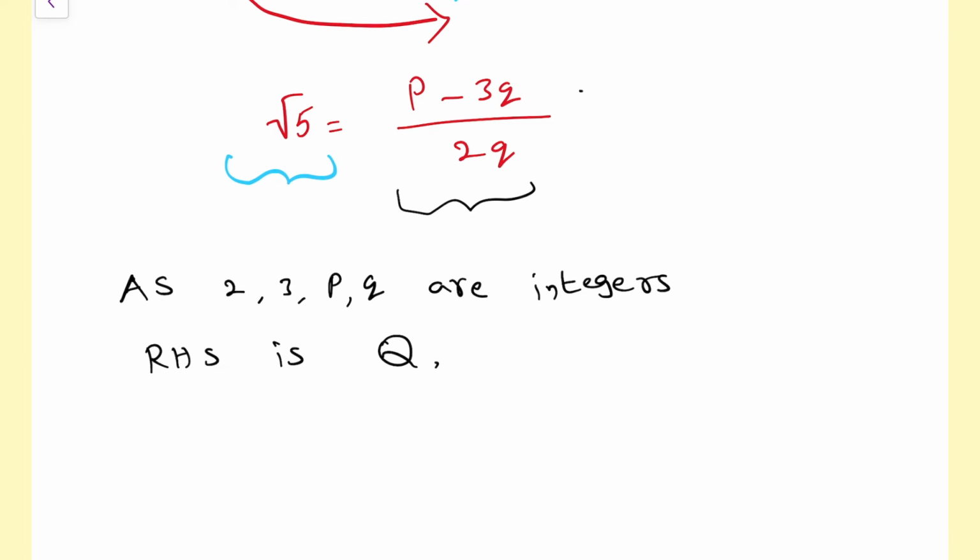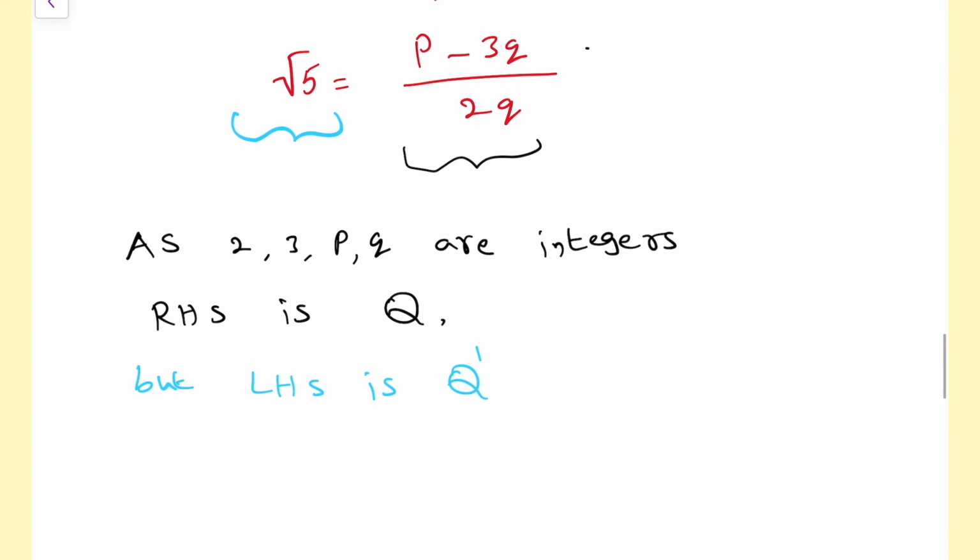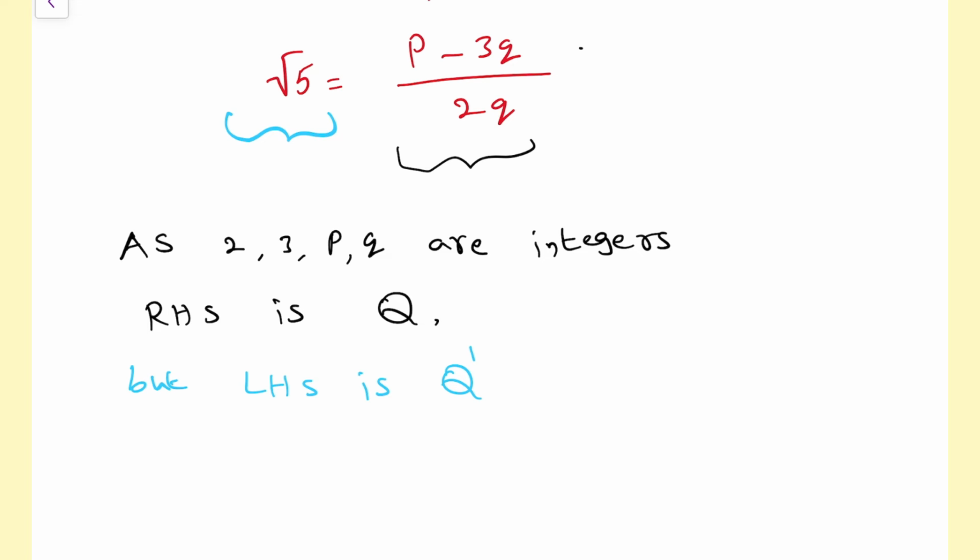root 5. Root 5 is an irrational number. So as 2, 3, p, q are integers, RHS is rational, but LHS is irrational. So here we are saying that the right side part is a rational number and the left side part is an irrational number. Rational equal to irrational is completely senseless. So we got this kind of wrong answer because of our wrong assumption.